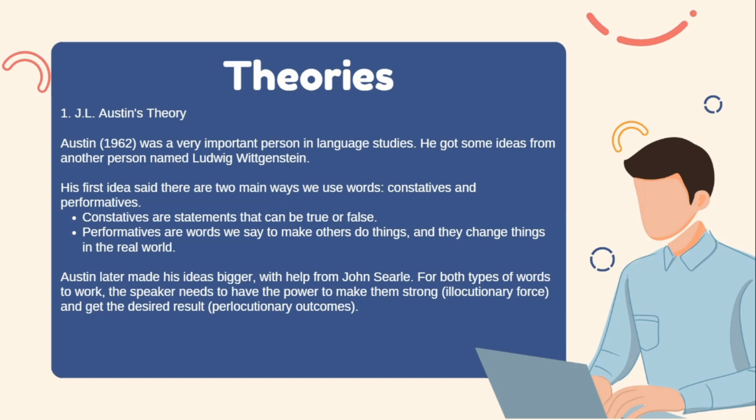And performatives are words we say to make others do things and they change things in the real world. For example, I promise to help you. Saying this actually makes a promise. Austin later made his idea bigger with help from John Searle. For both types of words to work, the speaker needs to have the power to make them strong, illocutionary force, and get the desired result, perlocutionary outcomes.